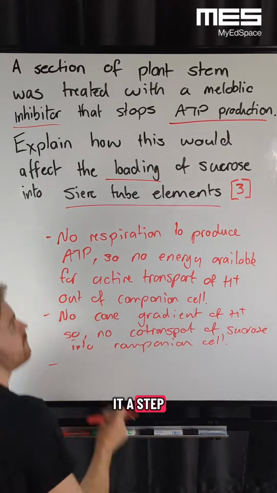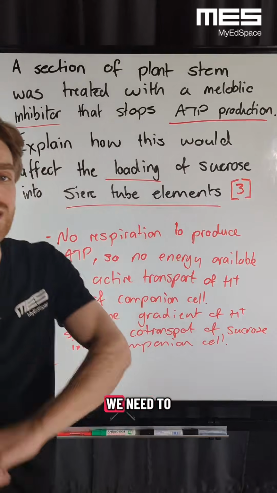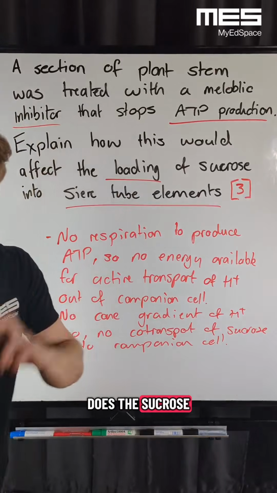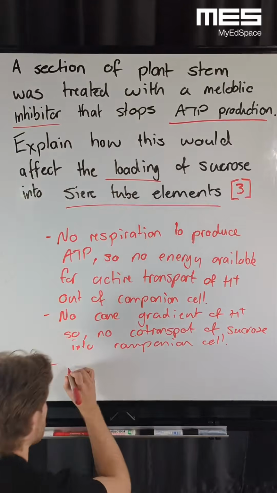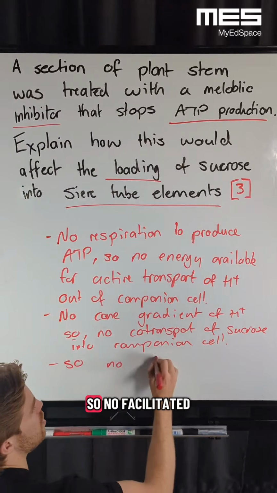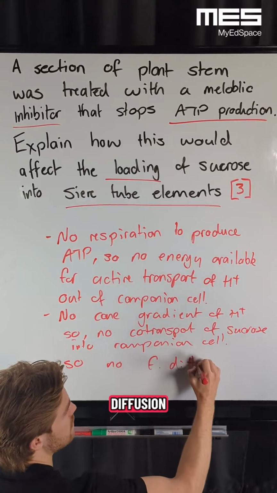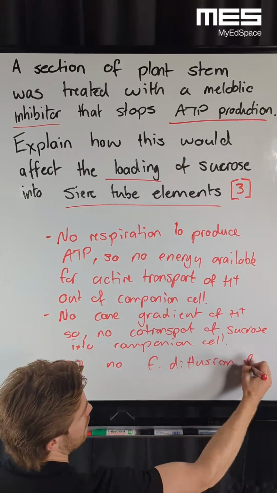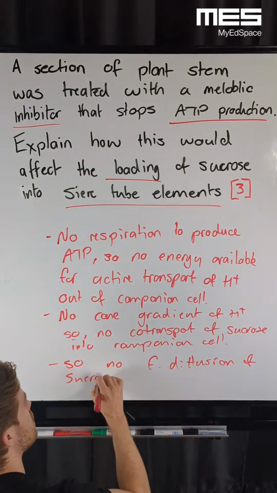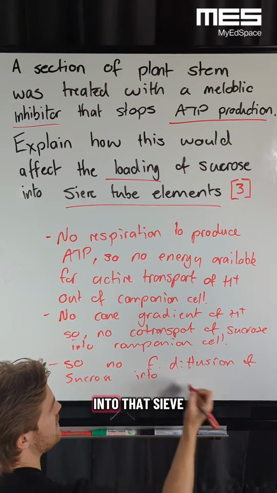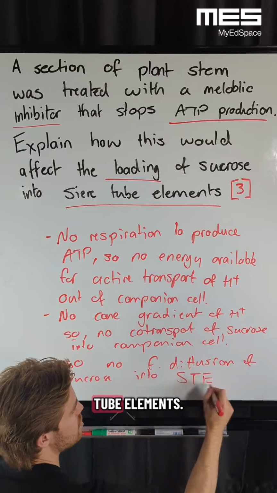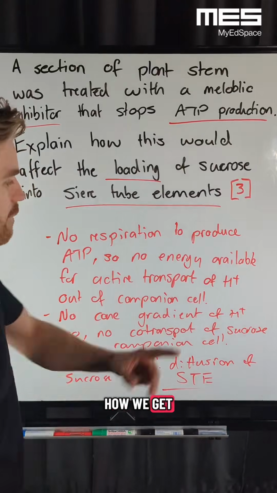And then taking it a step further up to the sieve tube element, we need to then say, how does the sucrose move into the sieve tube element? So, no facilitated diffusion of that sucrose into that sieve tube element. And that is how we get full marks in this question.